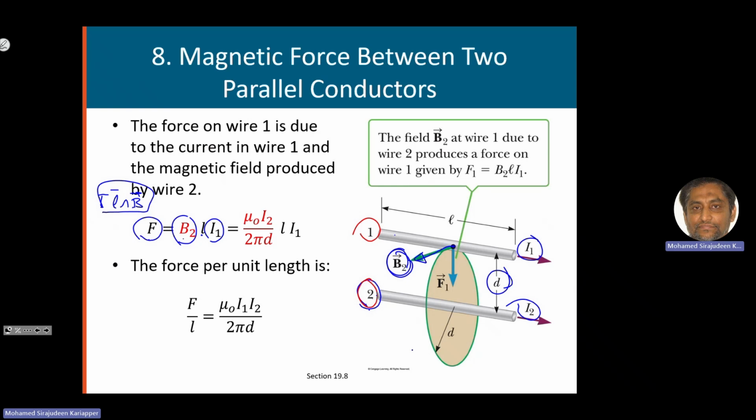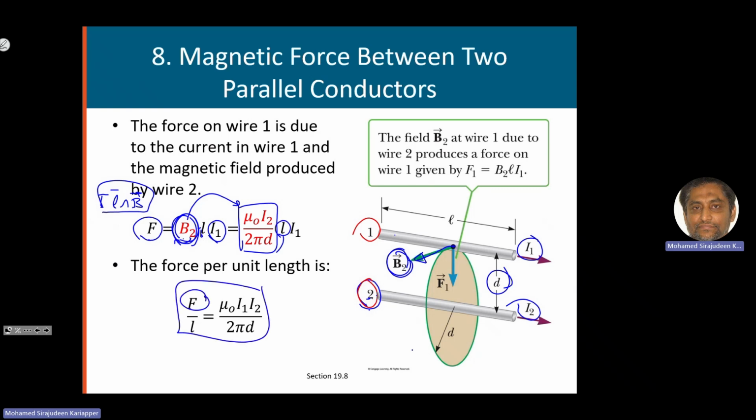So the force on wire number 1 is the magnetic field coming from wire number 2 multiplied by the length of the wire multiplied by the current through wire 1. Now for B2, we just learned the magnetic field from a current carrying wire is given by mu 0, the current through wire number 2, divided by 2 pi d. This is the distance from wire 2 to wire 1. So we substitute for that.